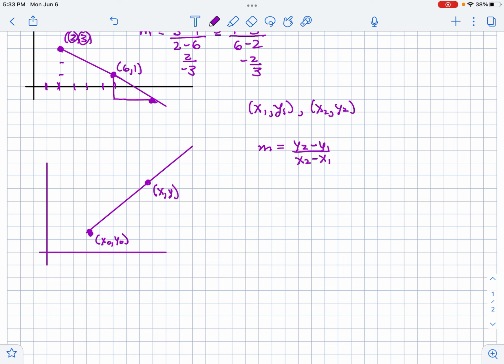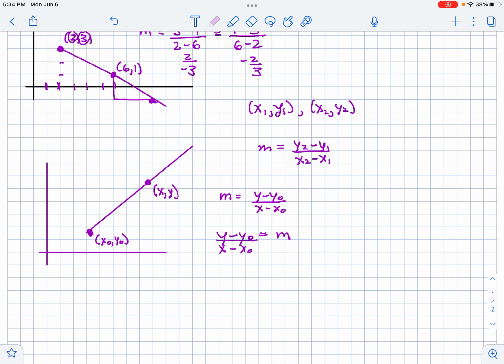Now I want to find the slope of these two. Okay, so the slope is going to be y minus y naught over x minus x naught. That's the way I say x sub 0, x naught. Okay, now that's the slope of that line. Now, look at this relationship here. We have y minus y naught over x minus x naught equals the slope.